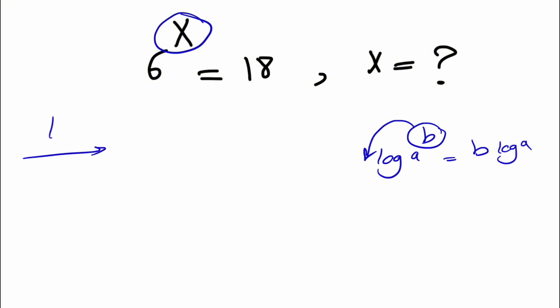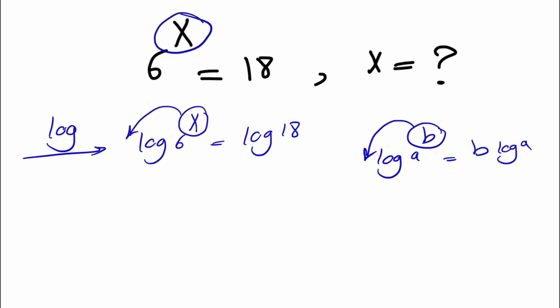So we're going to do the same in here. We're going to take the log on each side. We'll get log of 6 to the power of x is equal to log of 18, and we can bring this x to the front of the log, so x times log of 6 is equal to log of 18, which we know is 6 times 3.